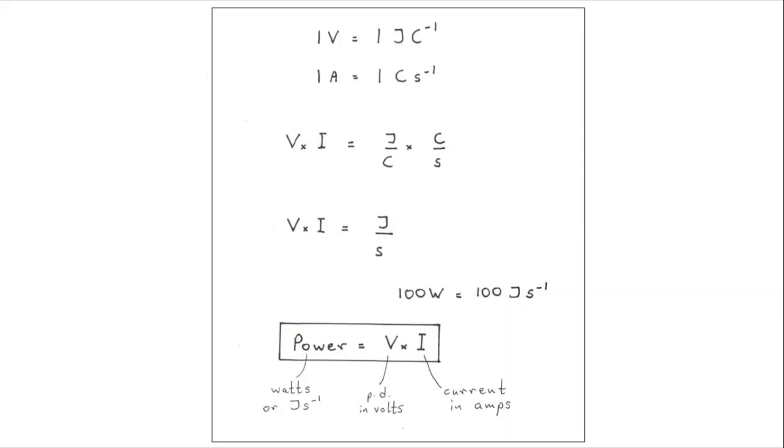Now let's look at this. There's an equation that you might have come across before, V times I. Well, V times I, in terms of units, V is joules over coulombs, current is coulombs over seconds, coulombs cancel to leave joules over seconds. Joules per second. Well, 1 watt is 1 joule per second. 100 watts is 100 joules per second. A 100-watt lamp bulb will convert 100 joules worth of electrical energy into 100 joules worth of heat energy and light energy in 1 second.